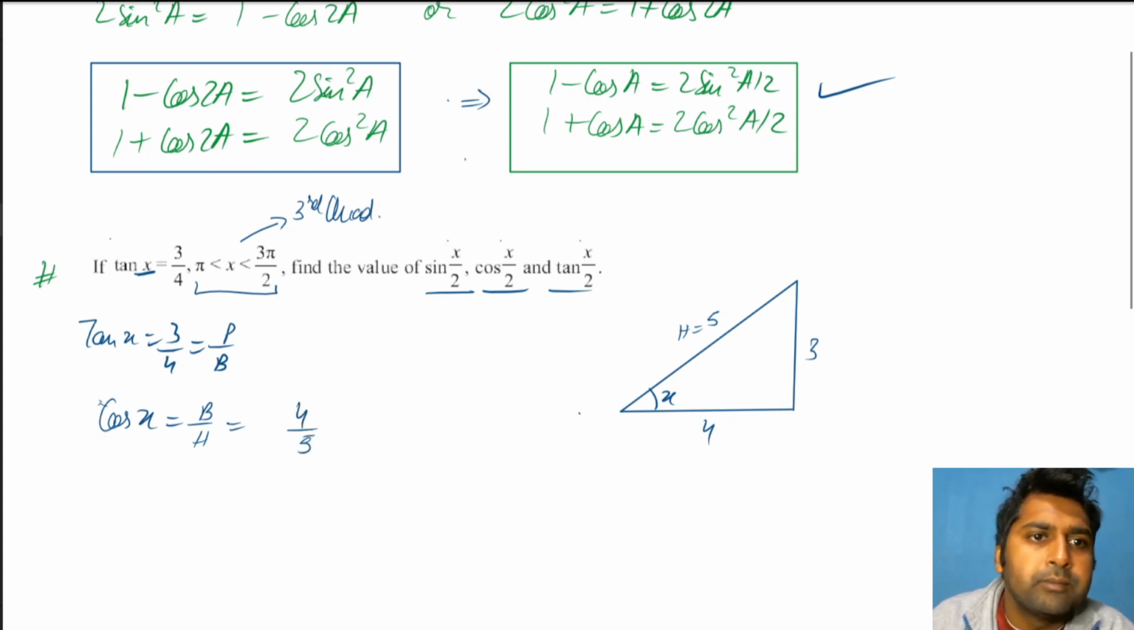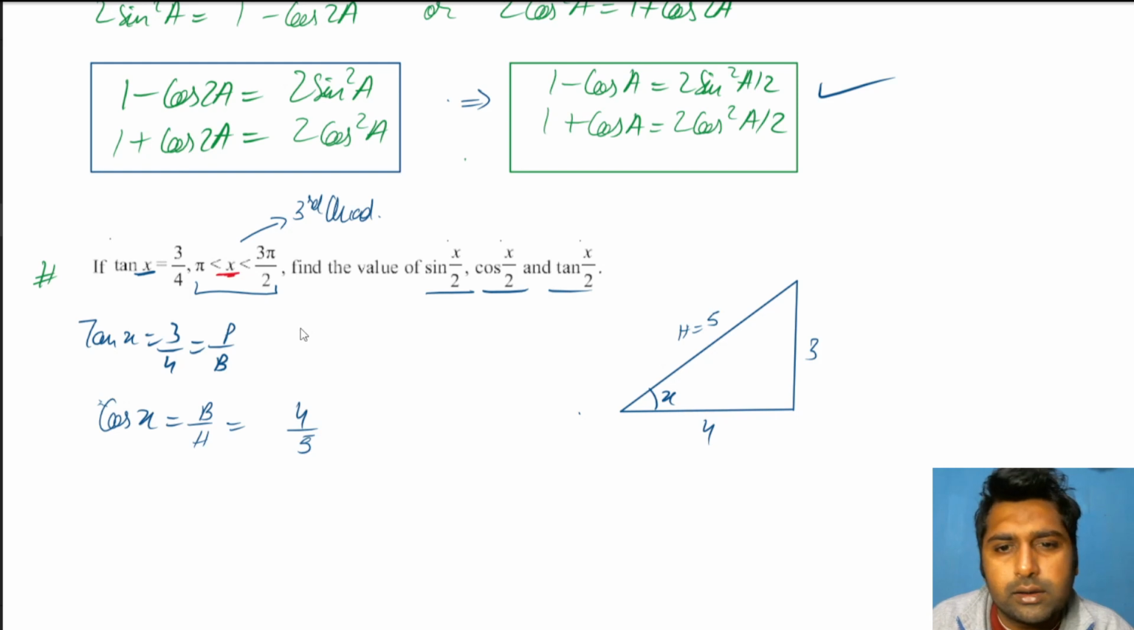Now the tricky part is that x is in the third quadrant. In the third quadrant, we know, after school to college, only tan is positive. After school to college, T is for tan. Tan is positive. In the third quadrant, everything else is negative. So cos must be negative, so we'll apply a negative sign on our own. If you try to generate using standard identities, plus minus will come and you can justify it.